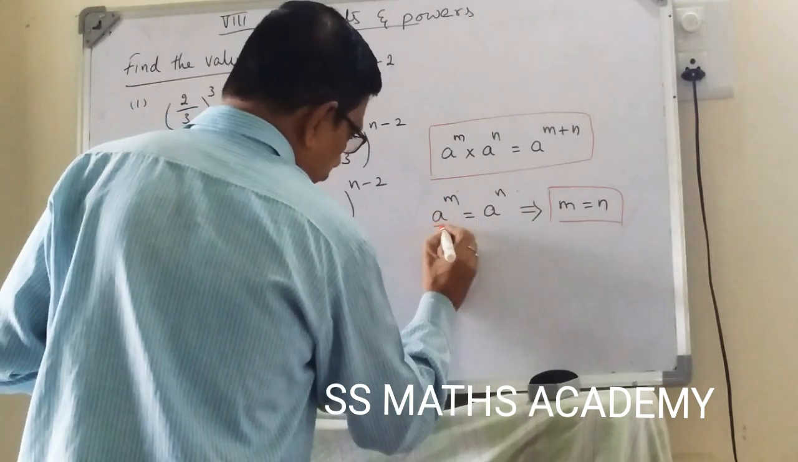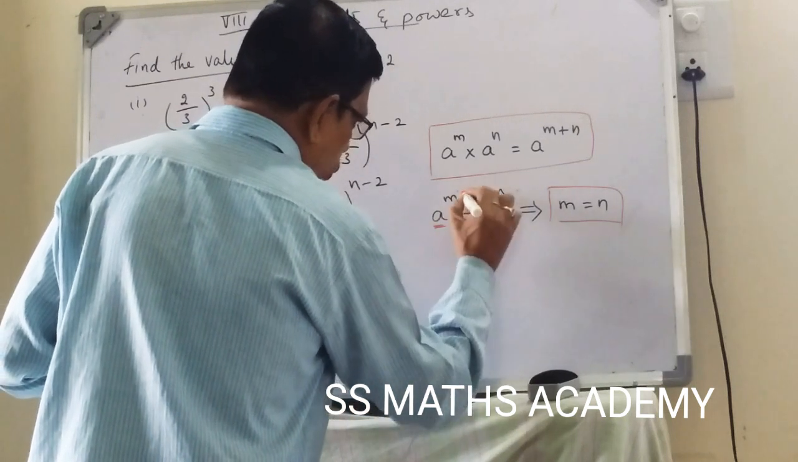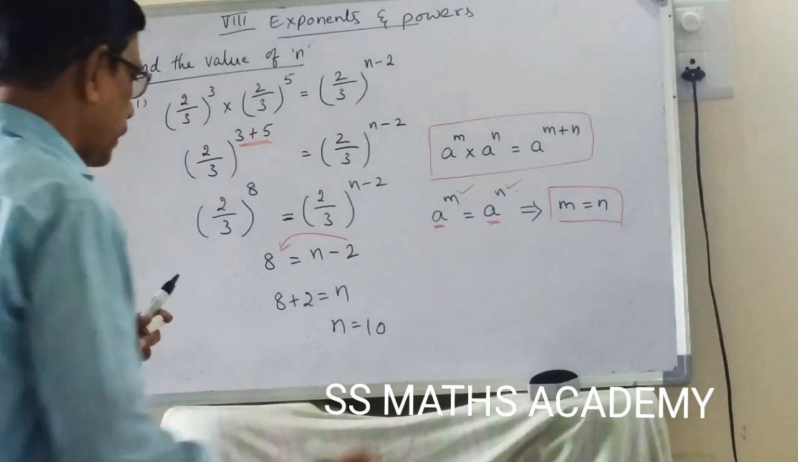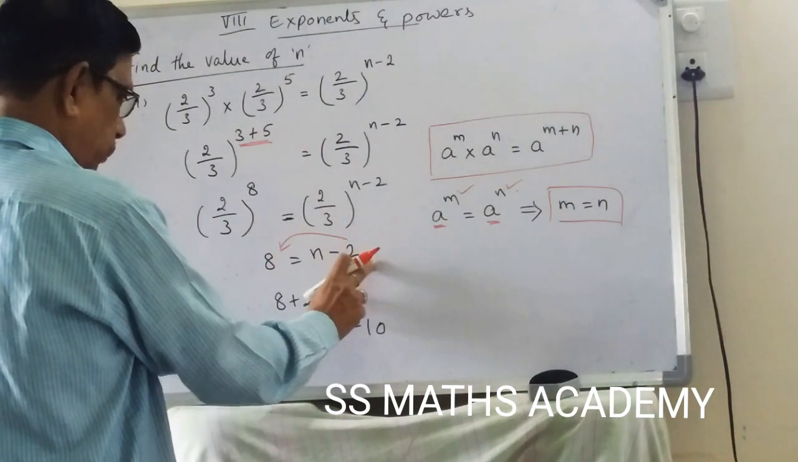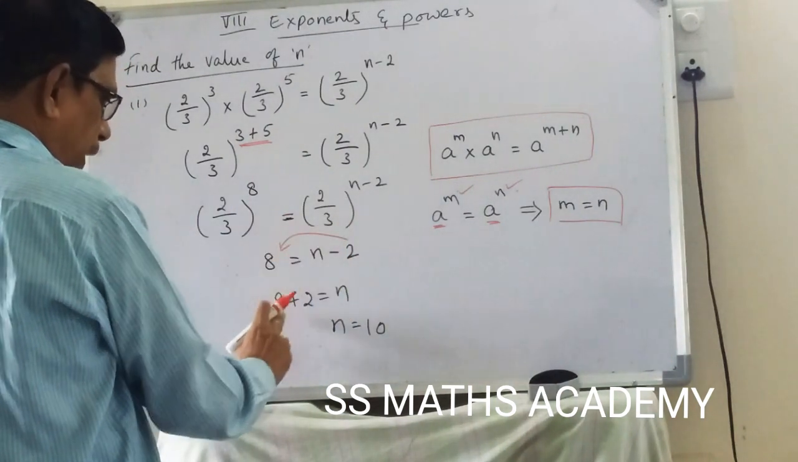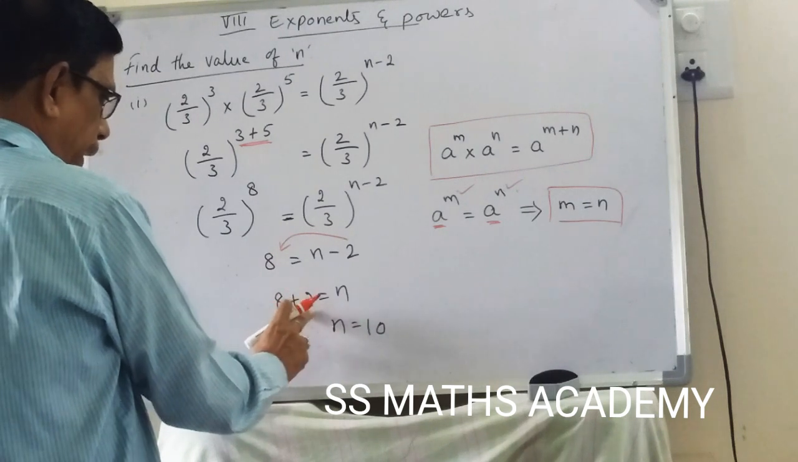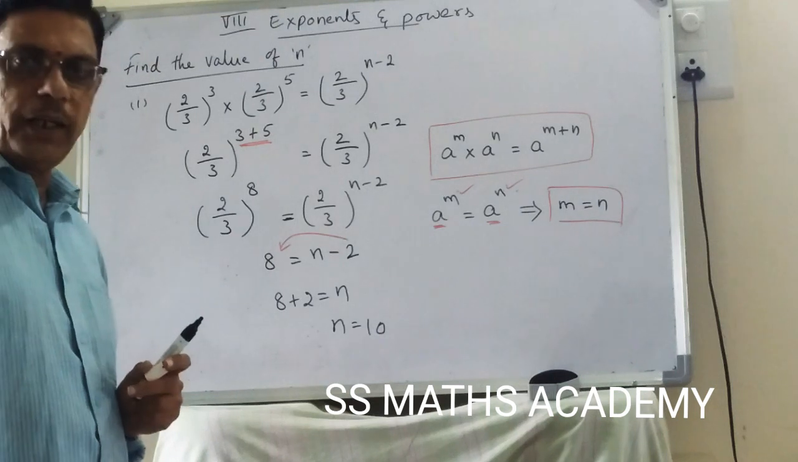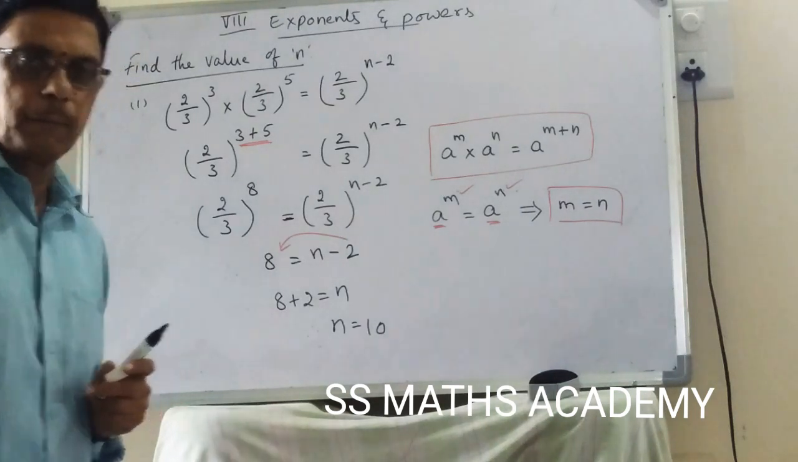Whenever these bases are equal, we can equate the powers. So m is equal to n. Therefore 8 is equal to n minus 2. If you bring it to this side, this will become plus 2. 8 plus 2 is equal to n. Therefore n is equal to 10. Is it clear, all of you? Have a look.